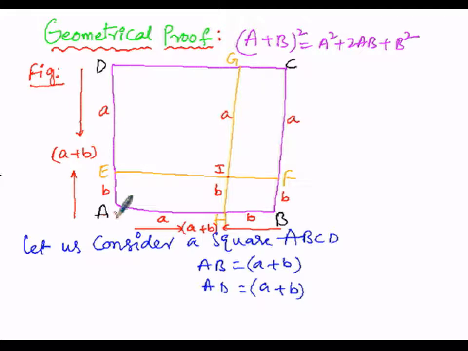Since AH is A units, then opposite to it EI also will be A units, and similarly DG also will be A units. HB is B units and IF also will be B units, and GC also will be B units.